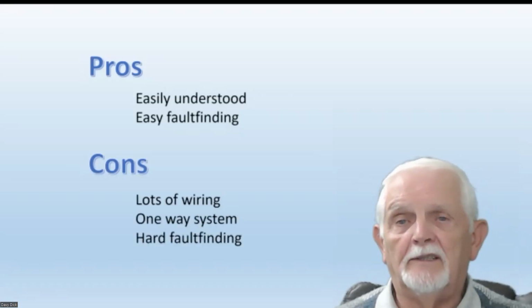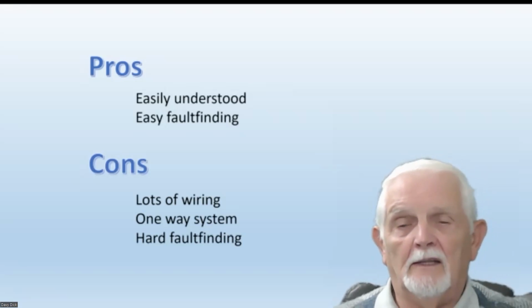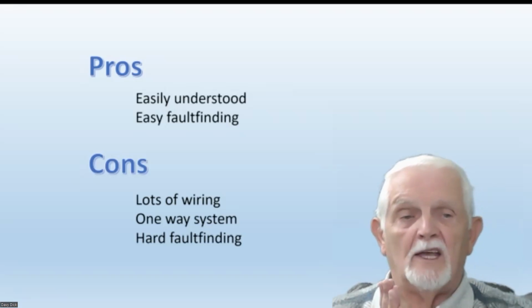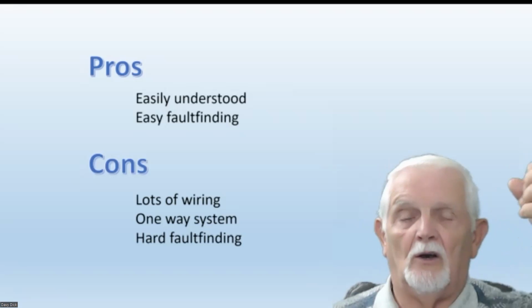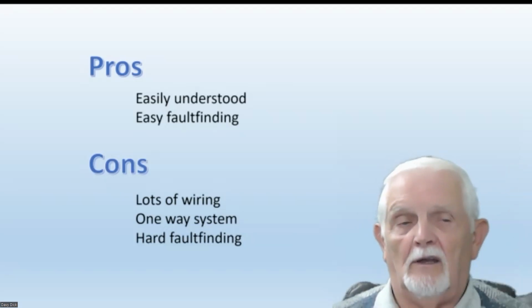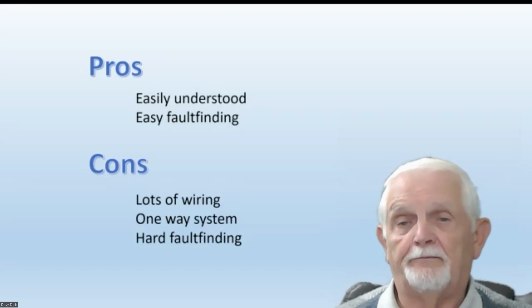What's the downside? Lots of wiring, like I said, huge amounts of wiring, and it's a one-way system. You can have a bit of wire that goes from A to B to put a light on. We need a separate wire that goes from C to D to let you know of train detection.